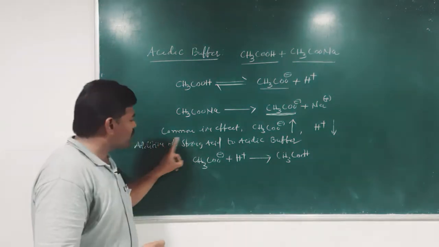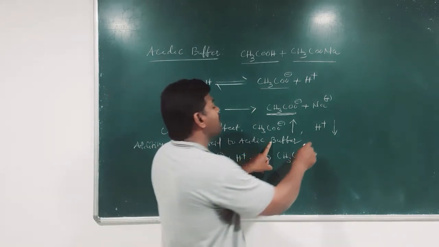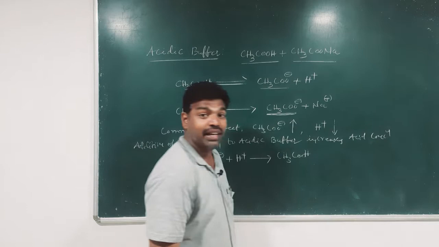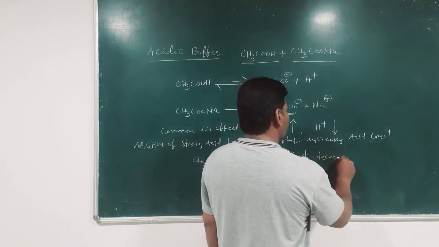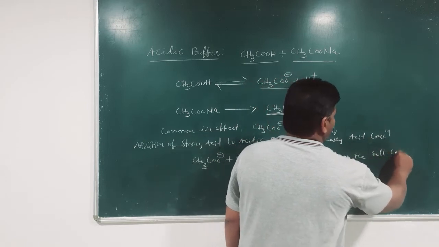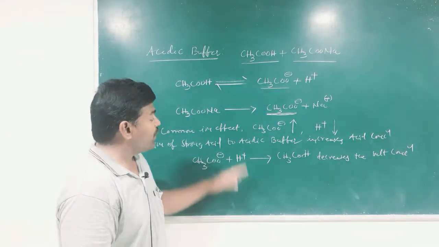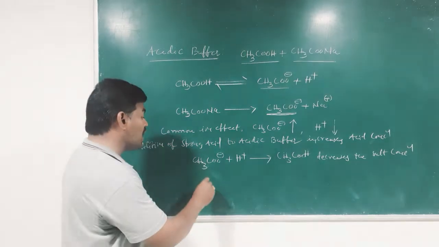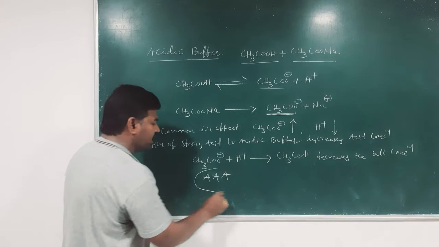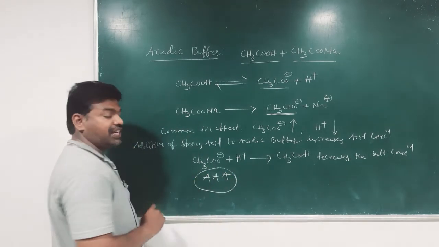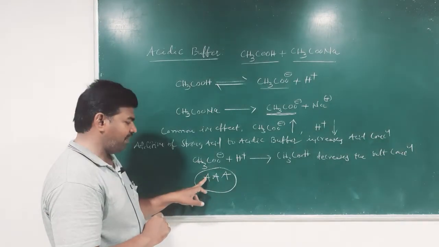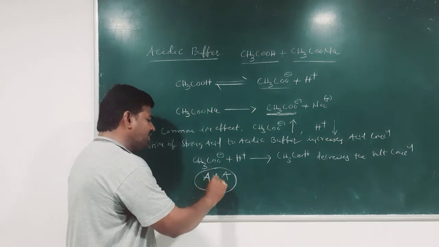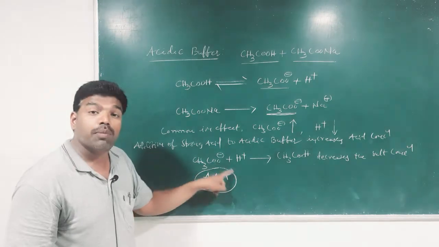So, addition of strong acid to an acidic buffer increases the acid concentration and decreases the salt concentration. We can memorize the whole statement with a short mnemonic, that is A. Addition of acid to acidic buffer: for an acidic buffer, addition of strong acid increases the acid concentration. So, we can memorize the whole statement with this short mnemonic.